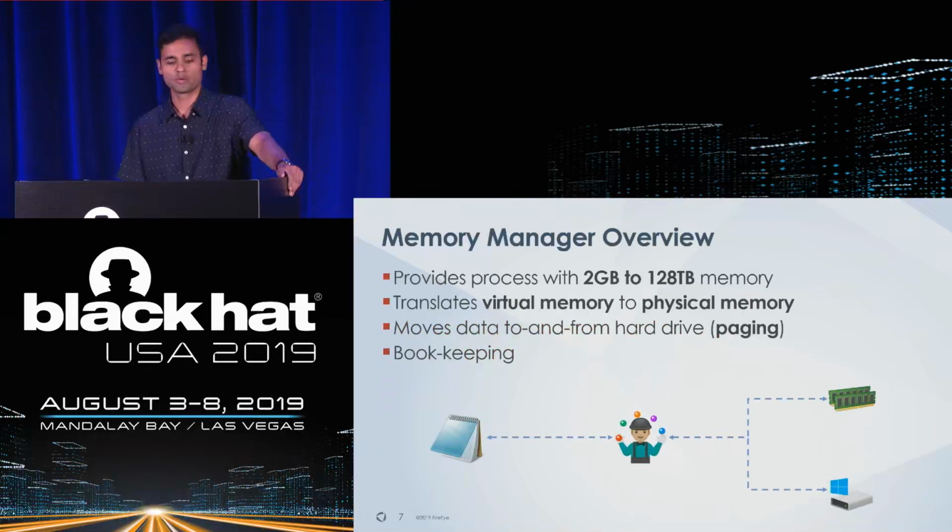Okay, so brief overview of the memory manager. Anytime you launch a process in Windows, that process gets anywhere between 2 gigabytes to 128 terabytes of memory to work with. A lot of that just depends on your Windows configuration, as well as which version of Windows you actually have. It's the memory manager's job to translate that virtual memory back into physical memory. Physical memory just refers to memory that's on your RAM, like the sticks of RAM in your laptop.